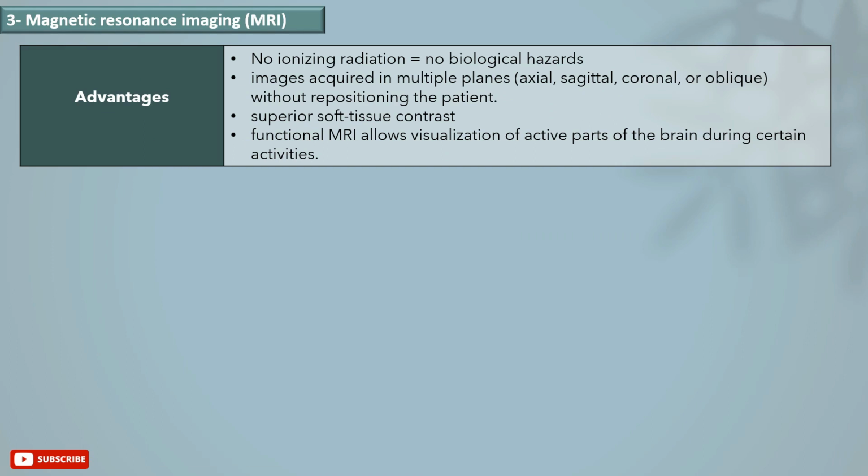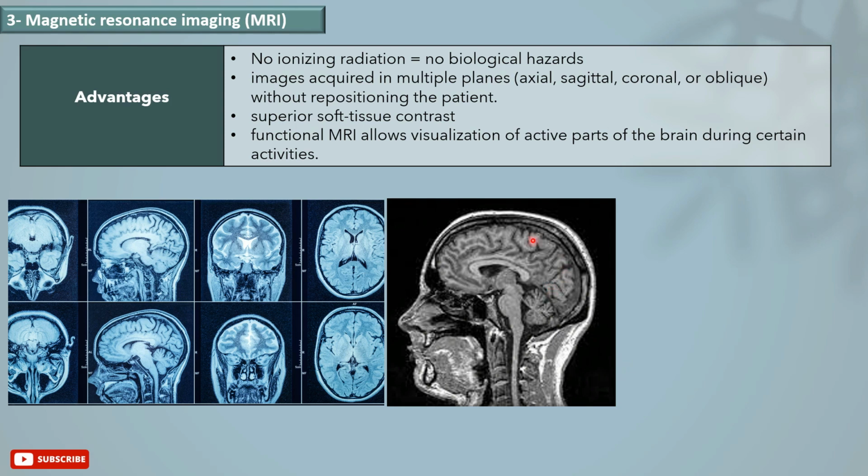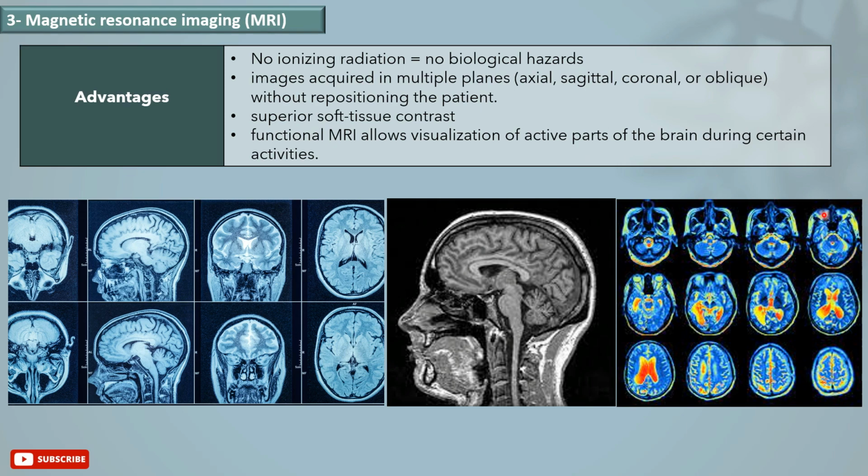MRI has many advantages that are not available in other techniques. Firstly, no ionizing radiation means no biological hazards, which makes it safer compared to other methods of imaging. The resultant images are available in all planes: axial, sagittal, and coronal. Superior soft tissue contrast. Actually, when you want to diagnose something in a soft tissue, the best way to go is the MRI. And most importantly, and what makes it unique, is the functional visualization of the active parts of the brain during certain activities.